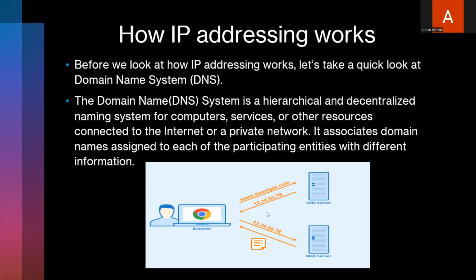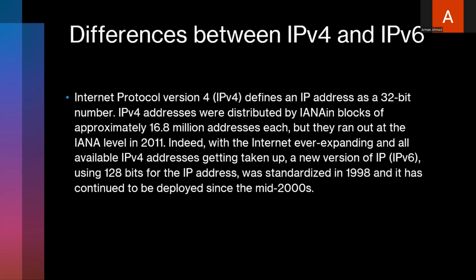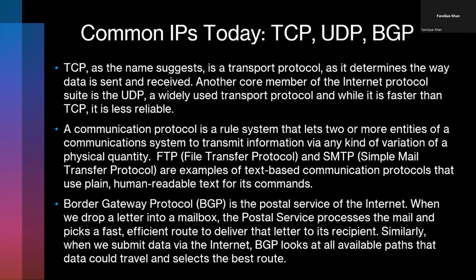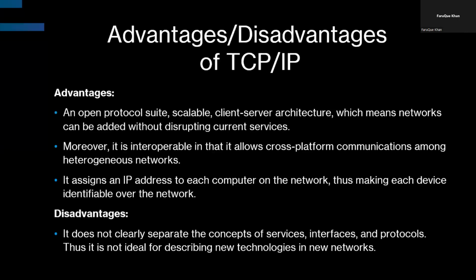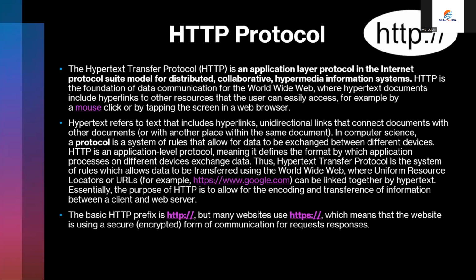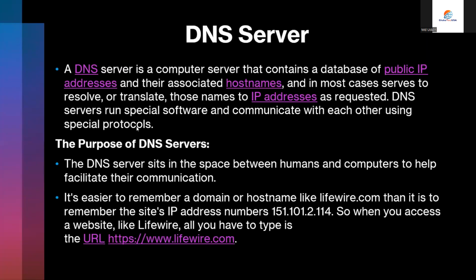In the DNS server, how is it stored? By the name or the URL? No, it is stored by the IP address. The name is also associated with that, but normally it's the IP address. And in most cases, it serves to resolve or translate those names into IP addresses. So whenever you write those names, it translates them to the IP address as requested.